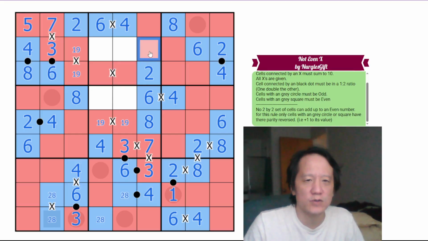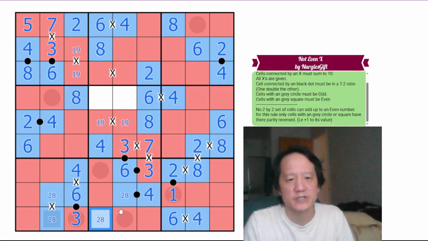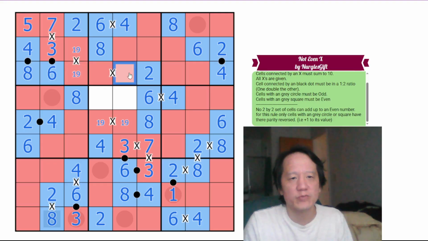This has 2 odds. It must have another odd with it to make sure this doesn't add up to an even digit. So this is odd, this is even, and therefore this is an 8, which eliminates 8 here. So it's 2, 8, 2, and 8. This cannot be a 1-9 pair because that would eliminate all possibilities here. So this is 3, 7, and this can't be a 3. So this is 7, this is 3.